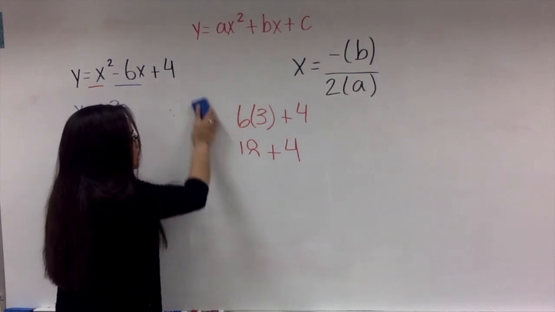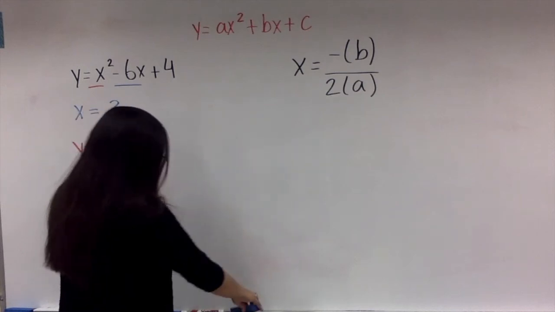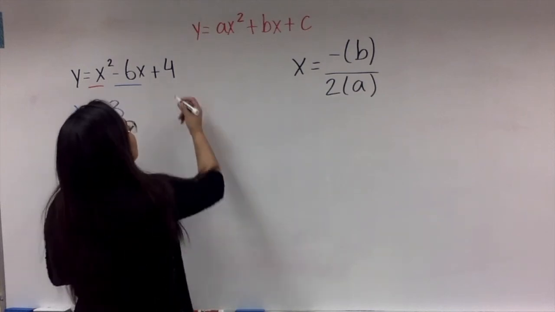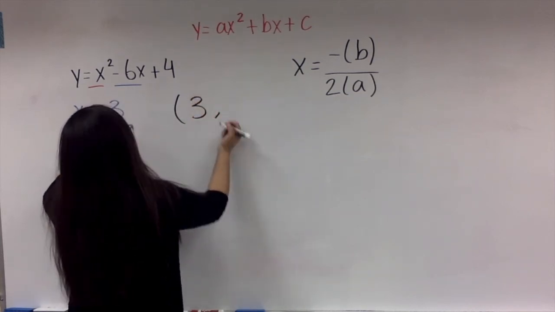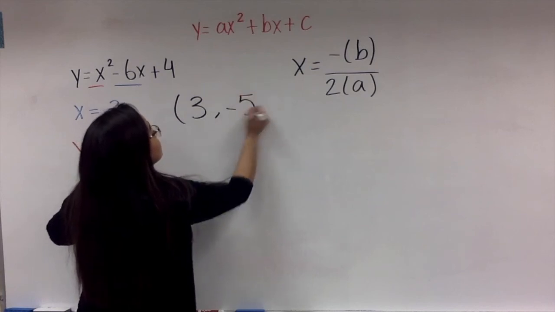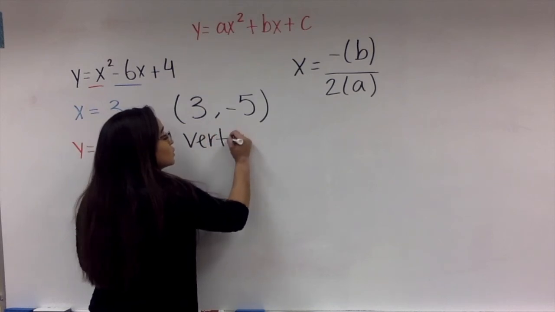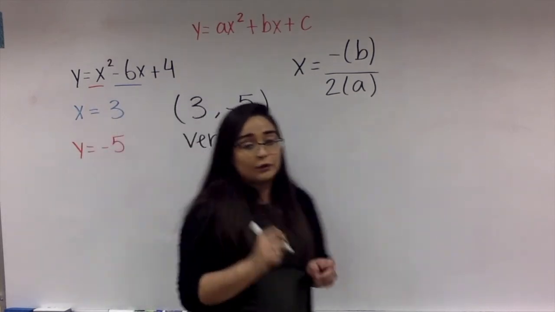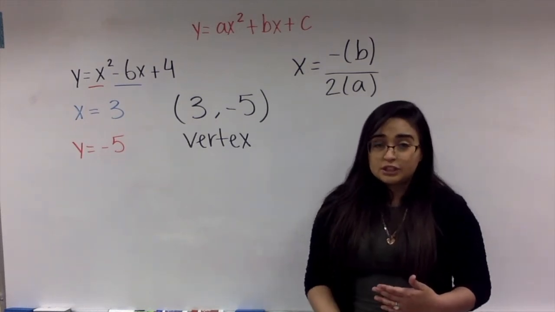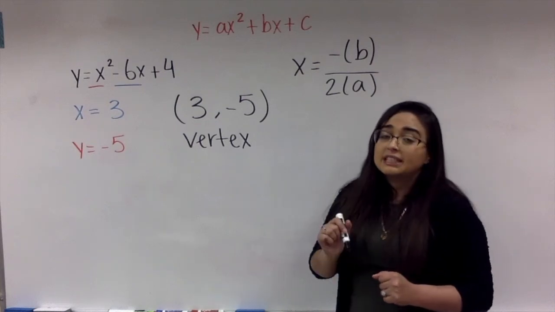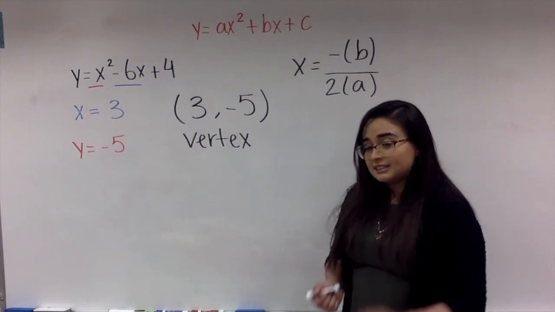Now, ladies and gentlemen, you have identified the coordinates of your vertex. The value of x is 3 and the value of y is negative 5. And that is where your vertex is going to be located on a graph. Before we get more into graphing quadratic functions, I want you to get comfortable with identifying the vertex. So let's go into your assignment for practice.